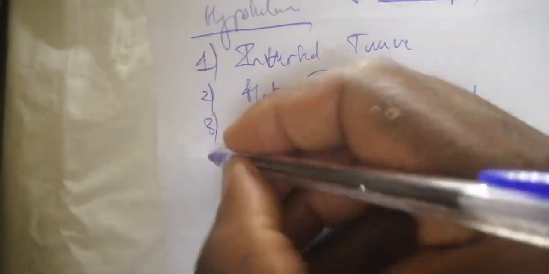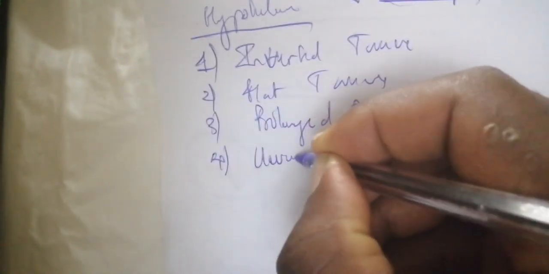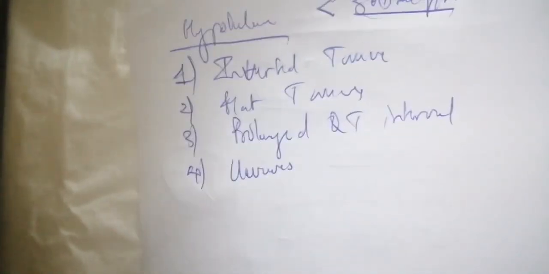So the first sign of hypokalemia that you have to note is inverted T waves. Flat T waves are another sign. You have a prolonged QT interval, and you also have the presence of U waves. All these signs are also seen with hypercalcemia, hypocalcemia, and hypermagnesemia.